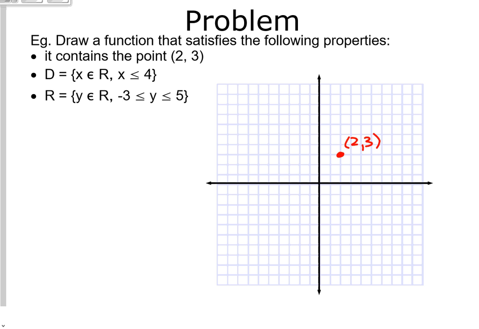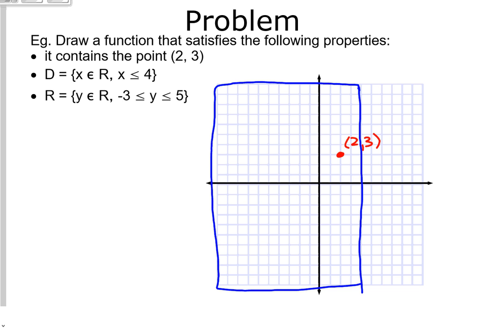The next thing it's telling me is that my domain, x, has to be less than or equal to 4. My domain is my x values, so I'm going to go to 4 on my graph. I'm going to draw a nice line straight down. So I know that I'm talking about everything to the left of that 4, because I want my x values to be 4 and less.